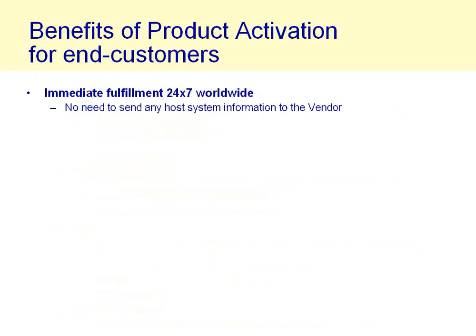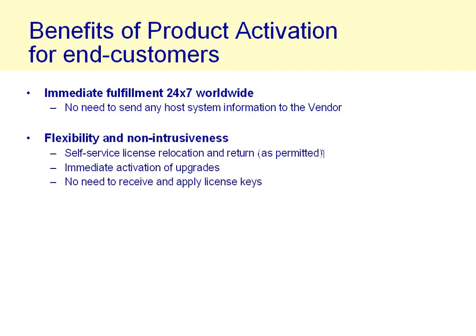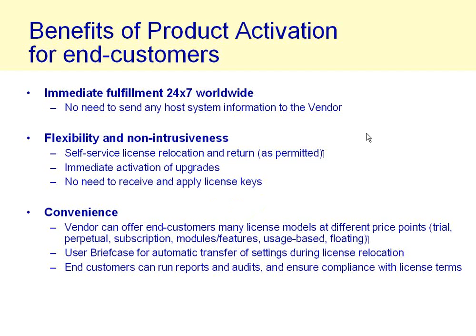In terms of benefits for your end customers, obviously the fulfillment is immediate. They don't need to wait for somebody to come into the office to send them a license code or something. It'd be 24/7 worldwide. They don't need to send you any information about their system. As you allow them to, they can relocate their licenses, they can get upgrades and so on. They don't need to manage license keys. And you can offer many different kinds of license models, all from the same executable.